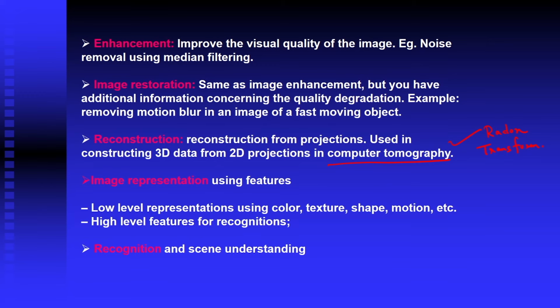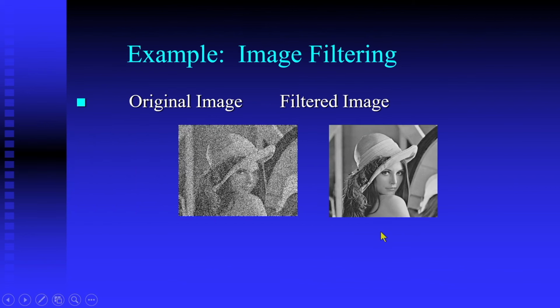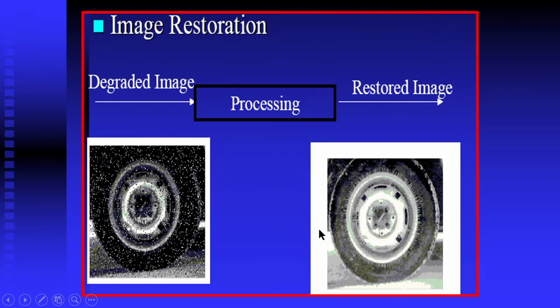After this we have to extract the image features: maybe the color feature, texture, shape features, motion feature. And finally we will go for the recognition or classification of the objects. That is machine learning, feature extraction and recognition. So these are some examples: image filtering, the original image, the noisy image, and the filtered image. Second example is image restoration: the degraded image, after processing I am getting the restored image, a very good quality image. This is the noisy image.